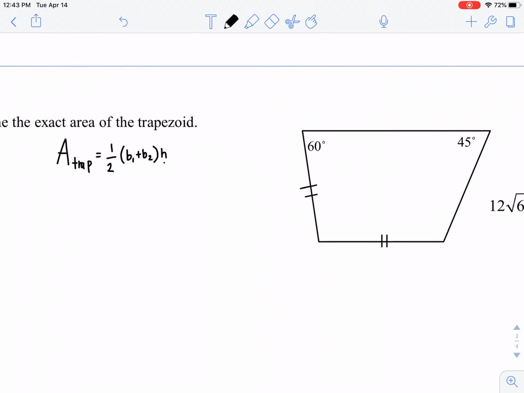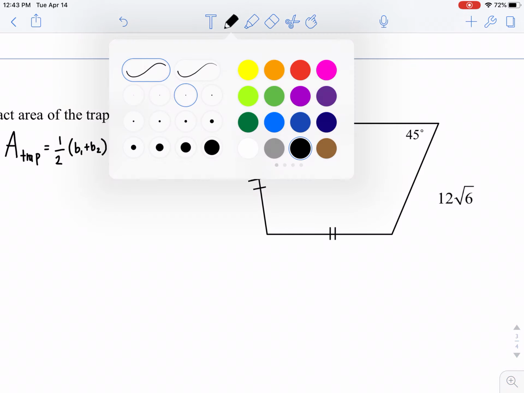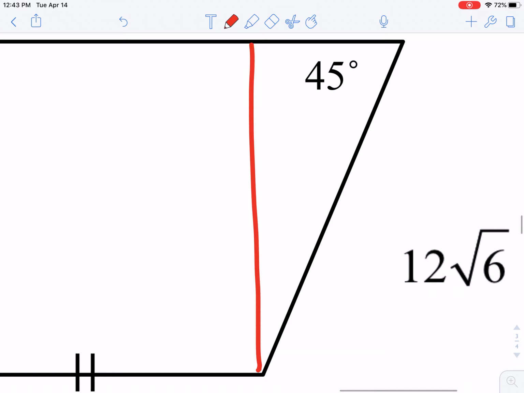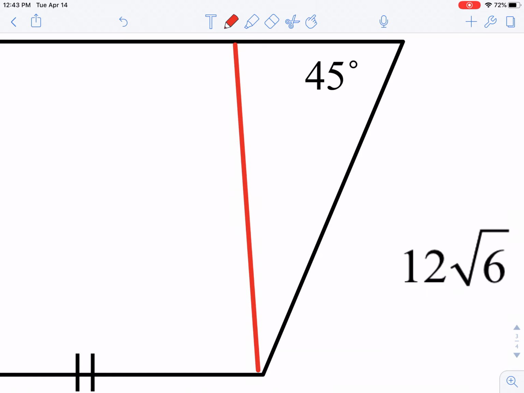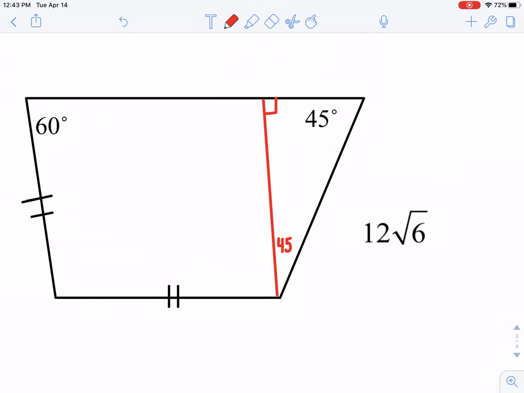We can see that two of the sides are equal, that one of the legs is 12√6, and we have angle measures of 60 and 45 degrees. Well, the first thing I would do here is draw in the height to create a right triangle, making this a 45-degree angle, and then this becomes a 45, 45, 90 triangle. We're given the hypotenuse here, so I can now find the length of my two legs.